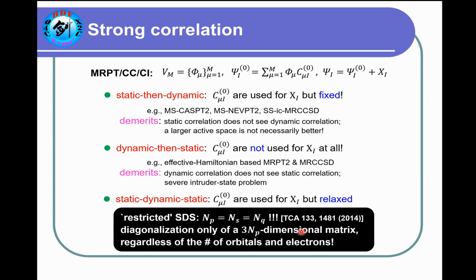So a few years ago, together with Mark Hoffmann, we introduced what we call the restricted static-dynamic-static framework. Then no matter how many orbitals or how many electrons you want to correlate, we always diagonalize a 3NP by 3NP matrix. Again, NP is the number of states you want. So if you want one state, you diagonalize a 3 by 3 matrix. If you want 2 states, then you construct a 6 by 6 matrix.